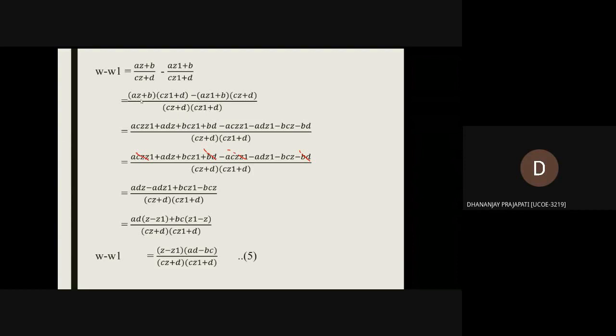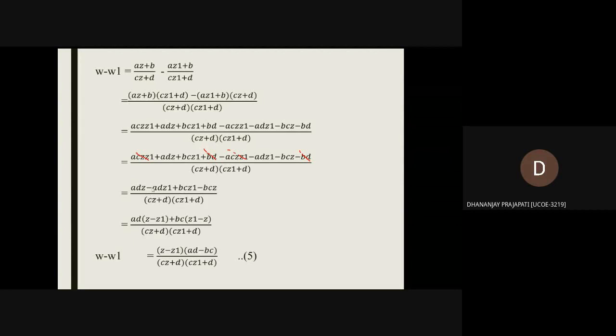So now we open the brackets and multiply each term. So we got ACZZ1 plus ADZ plus BCZ1 plus BD, and in the next, ACZZ1 minus ADZ1 minus BCZ minus BD. The denominator terms will be the same. In the numerator, some terms get cancelled, that is ACZZ1 and minus ACZZ1, and the next term is BD and minus BD. So after cancelling the terms, we got ADZ minus ADZ1 plus BCZ1 minus BCZ, and the denominator will be the same.